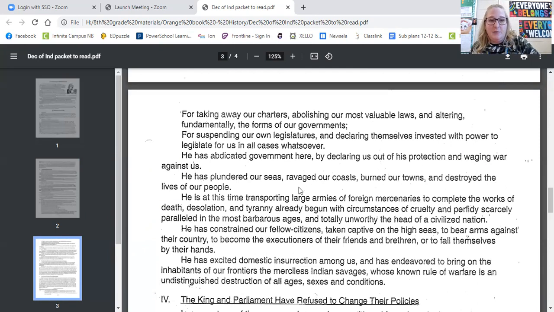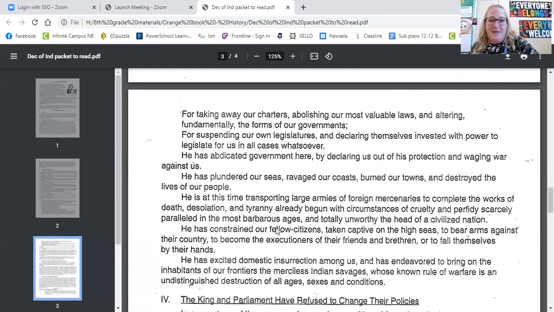All right, highlight this part. He has plundered our seas, ravaged our coasts, burnt our towns, and destroyed the lives of our people. He's really getting angry and saying, basically, you're ruining our life, which again would commonly be found in a breakup letter.